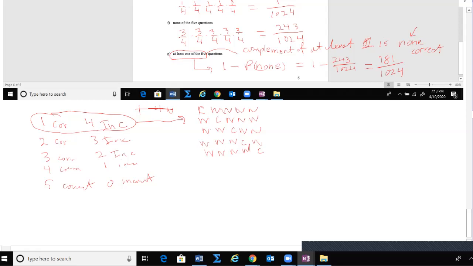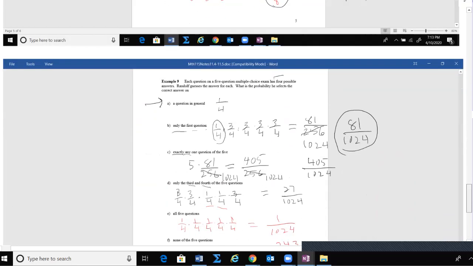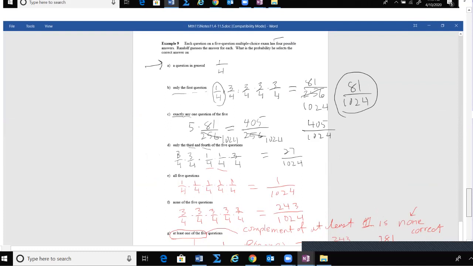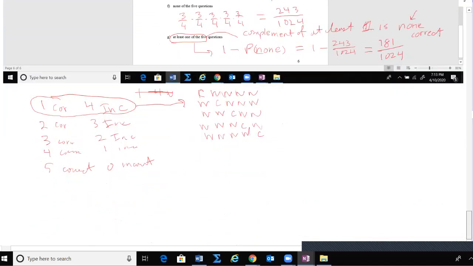So I think we actually did that probability, the first one. We did that up here, I thought. Only the first question. See, that was 81 over 1024. So you'd have to multiply that. In other words, these are all the same, so it's 5 times 81 over 1024. Okay, so that's the first one. Now you've got to do this one.